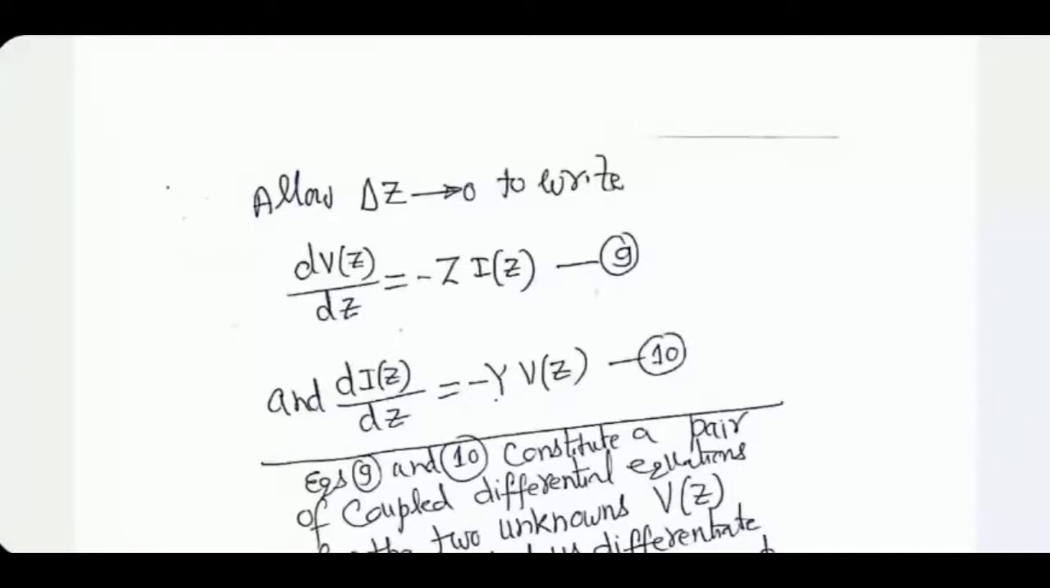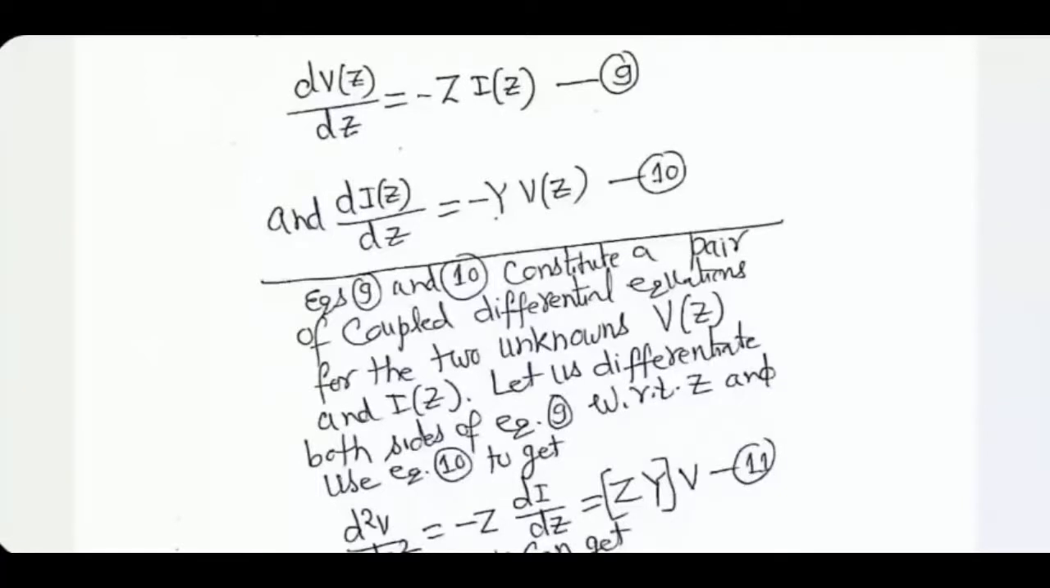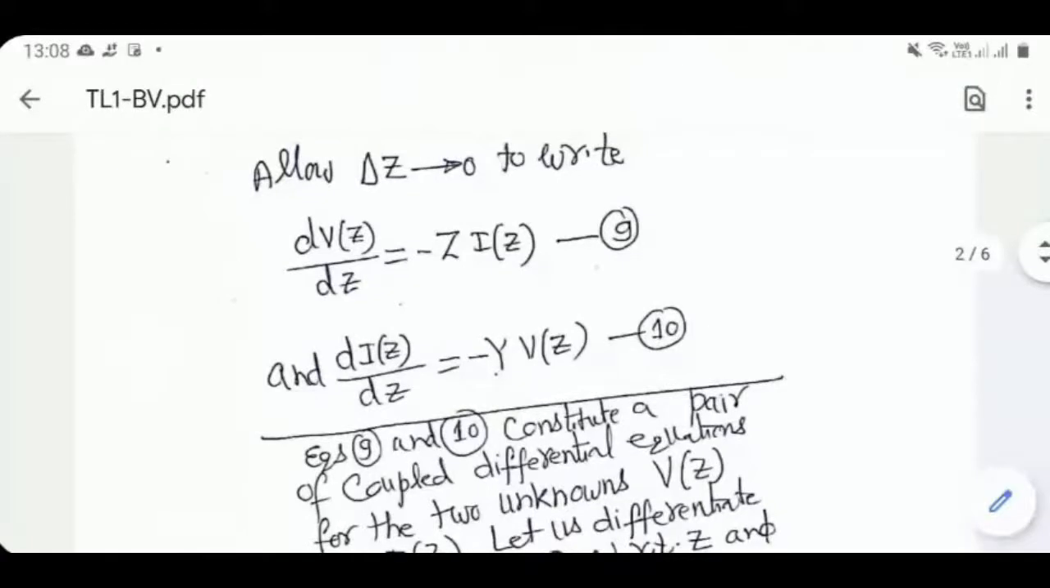So these are the two differential equations that we get based on this elementary circuit analysis. Now unknowns are V and I. And the independent variable, of course, is small z. Now both equations contain both the unknowns. So these are coupled differential equations for the two unknowns.